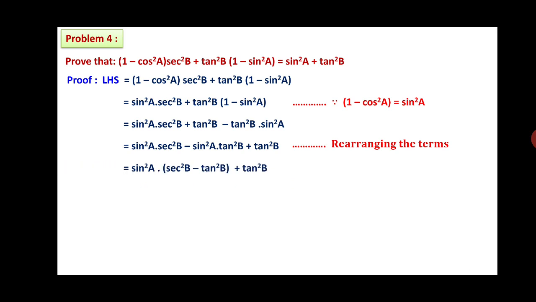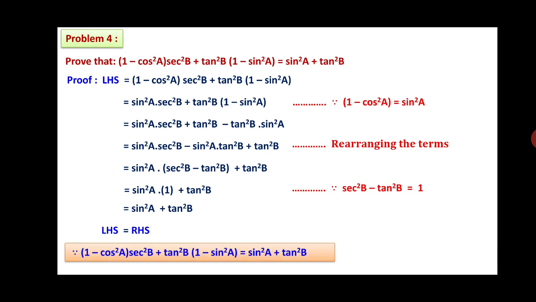So here sin square a is common from the first two terms. Into the bracket, what is left is sec square b minus tan square b, plus tan square b. But we know that sec square b minus tan square b is 1. Therefore sin square a into 1 plus tan square b. Therefore sin square a plus tan square b, which is your RHS. So LHS is equal to RHS. Therefore we proved that bracket 1 minus cos square a into sec square b plus tan square b into bracket 1 minus sin square a is equal to sin square a plus tan square b.